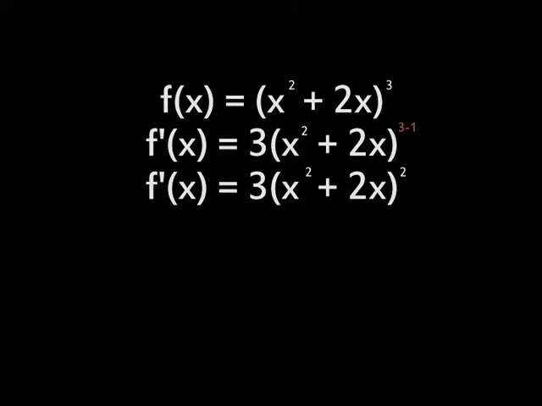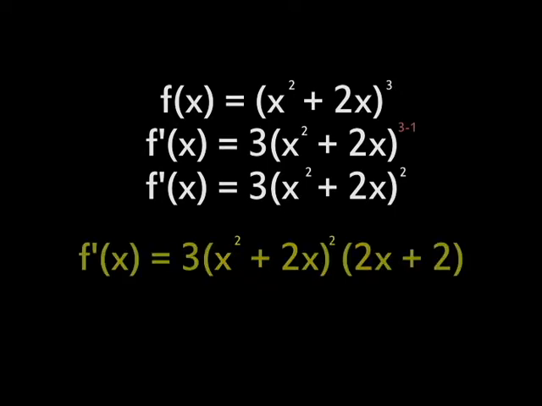But we are not yet done, because we still need to derive the function inside the parentheses. Using the basic differentiation rule, we will get 2x plus 2. This will be multiplied to 3 times the quantity of x squared plus 2x raised to 2. Thus, we have our final answer, which is f prime of x is equals to 3 times the quantity of x squared plus 2x squared multiplied to 2x plus 2.